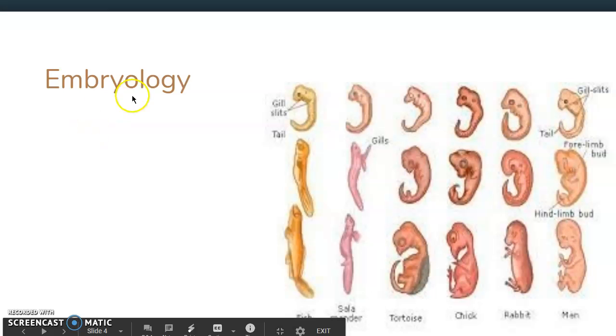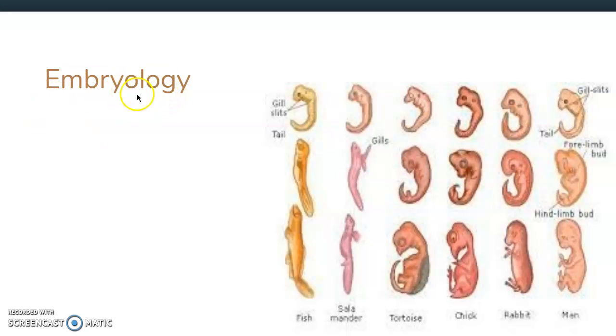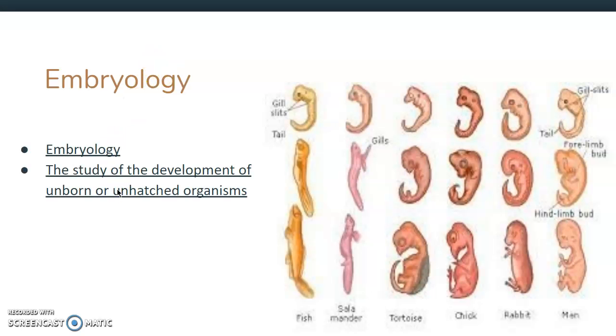Okay, our next bit of evidence for the theory of evolution is embryology. Of course, let's start by defining our words. It's always great to define things. Embryology is the study of the development of unborn or unhatched organisms. Anytime we see ology, it's always the study of something, and it's usually the study of the first part of the word. So embryos are unborn or unhatched organisms.